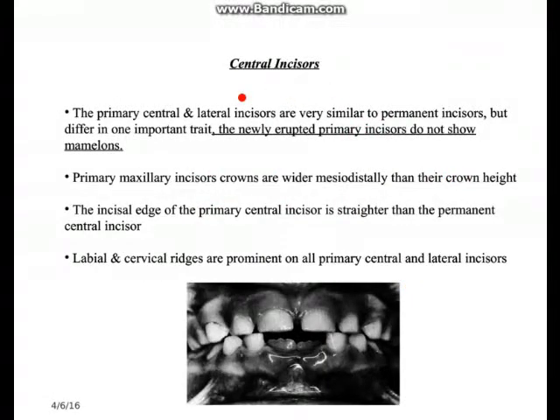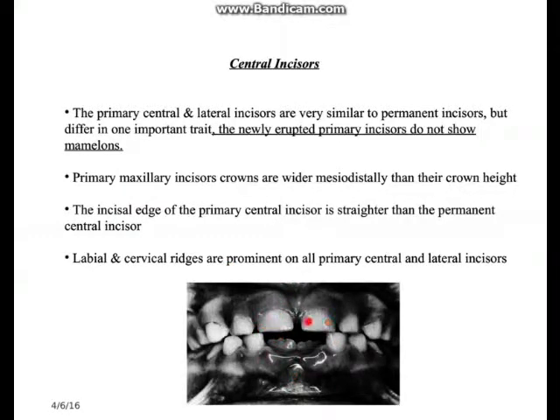So let's talk about the primary central incisors. Here I put a nice picture to illustrate the difference between the primary teeth and the permanent teeth that are erupting over here. You can see a huge difference in the shape of the tooth, right? I mean, it's pretty obvious. So let's read. The primary central and lateral incisors are very similar to permanent incisors. Okay, very nice, but differ in one important trait. The newly erupted primary incisors do not show mamelons. Okay, so this is where the picture comes and plays a role.